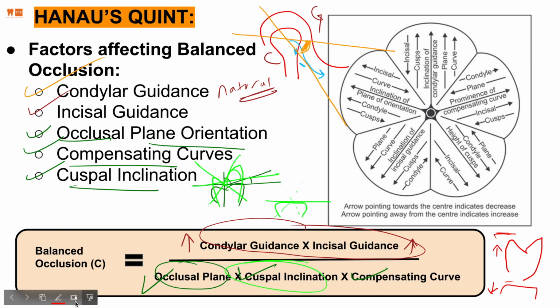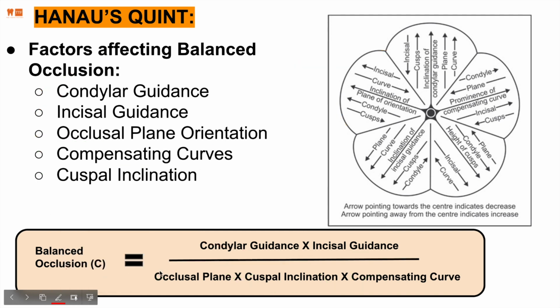So these are both of the same family. Higher occlusal plane, higher cuspal inclination. Similarly, compensating curves are the same. Compensating curves are basically like this is your condyle, move in here is your mandible. See how this is 90 degrees? This is not a curve.